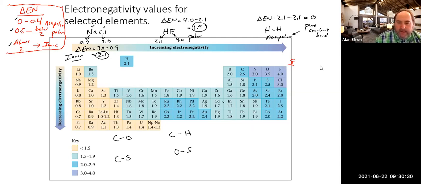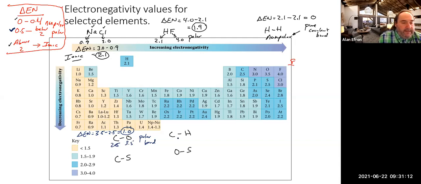Okay, let's take a look here and see how we're doing since we're getting to the end. So the carbon-oxygen one first. So carbon up there is 2.5. Oxygen is 3.5. So again, we take the change in electronegativity, going to be 3.5 minus 2.5. That is going to give us a difference of 1, which does put us in this range. And this is going to be a polar bond. Any questions on that one there?